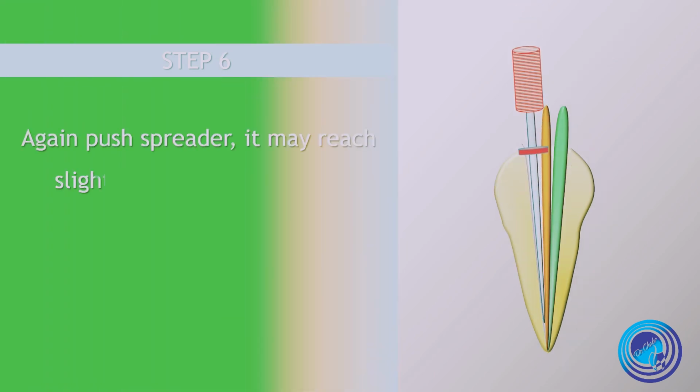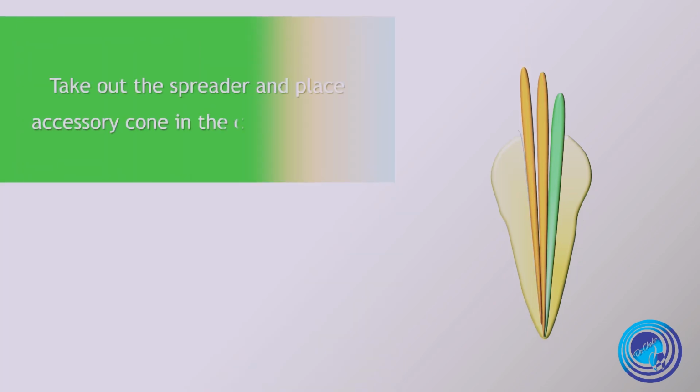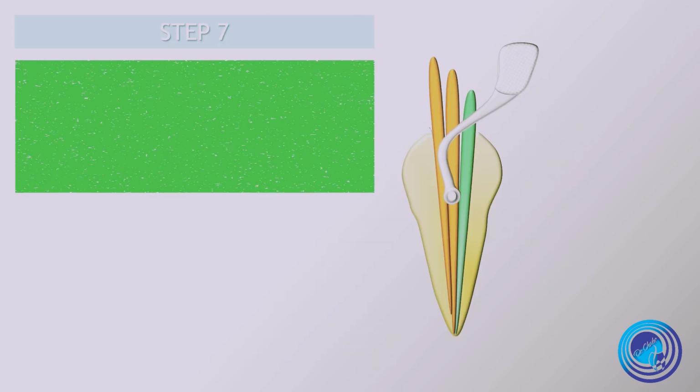Now repeat the step. Again push the spreader; it may reach slightly shorter than the earlier length. Compact again laterally to create space for an additional accessory cone. And take out the spreader, place the accessory cone in the created space. Repeat the cycle until the spreader is unable to go beyond the coronal third of the root canal space. Once your spreader does not go beyond the coronal third of the root canal space, that means your lateral condensation is completed.